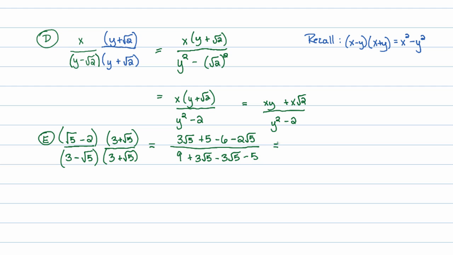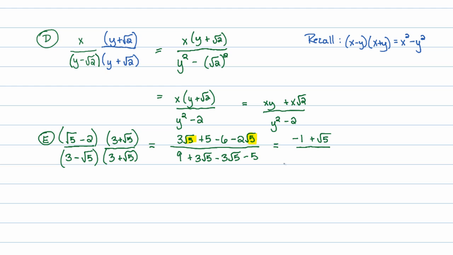Let's see how this simplifies down. In the numerator, I have 5 minus 6, that's a negative 1. And then 3 of these root 5s minus 2 of the same, so 3 of them minus 2 of them will give me 1 of them. It's just a positive 1 of those root 5s.